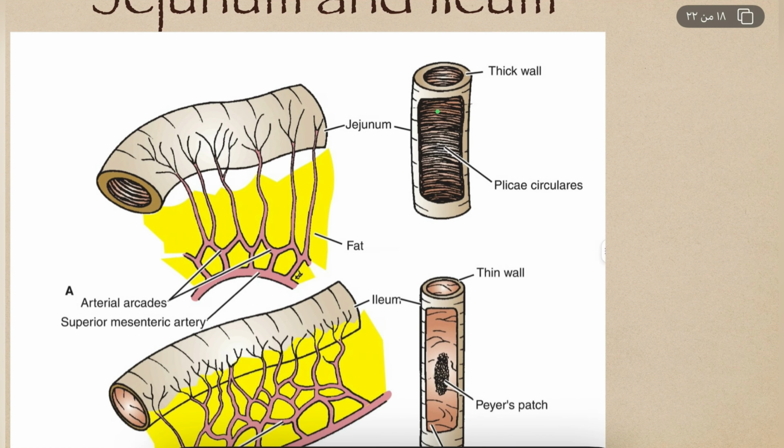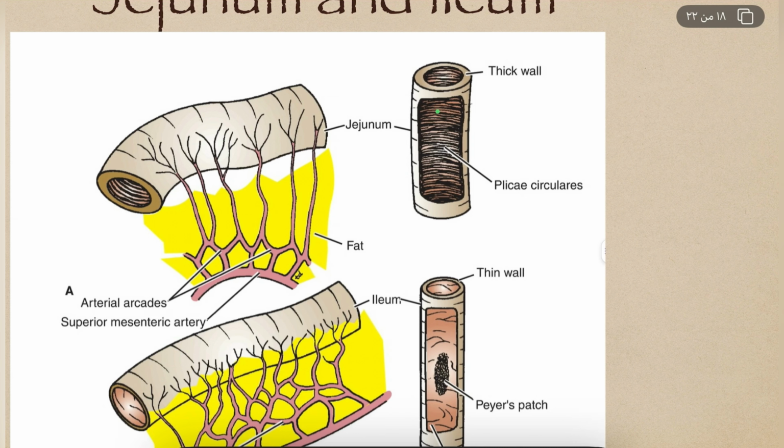While in the ileum we didn't have these circular folds in the mucosa, but we have other structures called Peyer's patches. Peyer's patches are aggregations of lymph nodes. The mucosa of the ileum is rich with lymph nodes, either solitary or in aggregated form. هاي فيما يخص الميوكوسا of the jejunum and ileum.